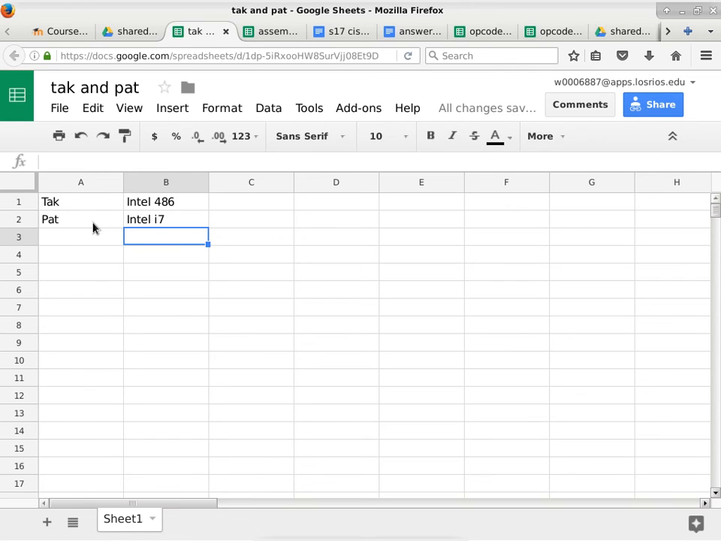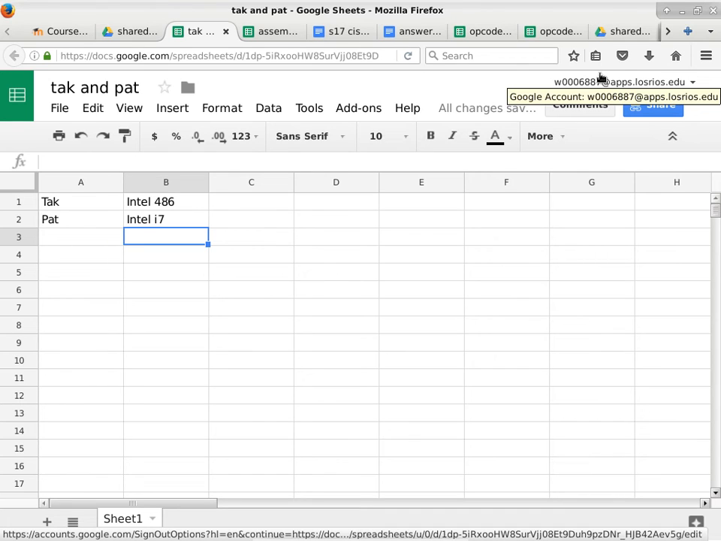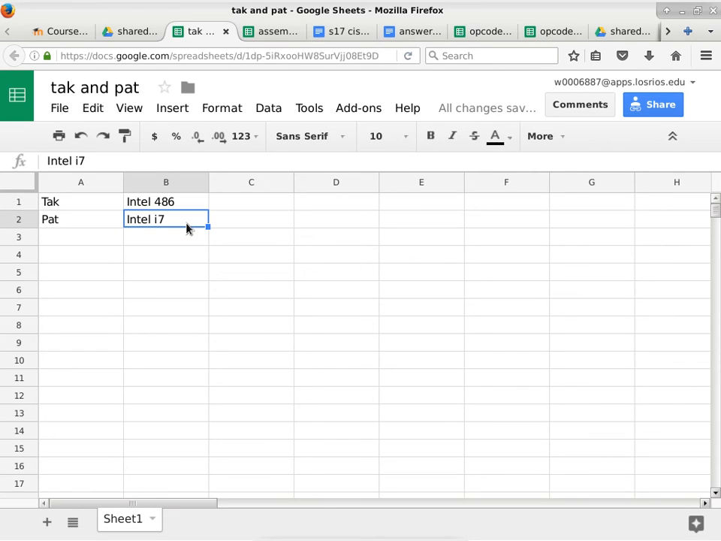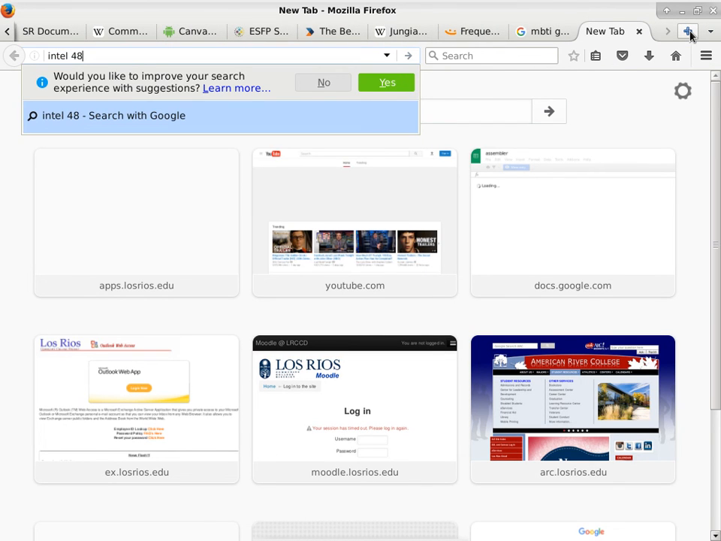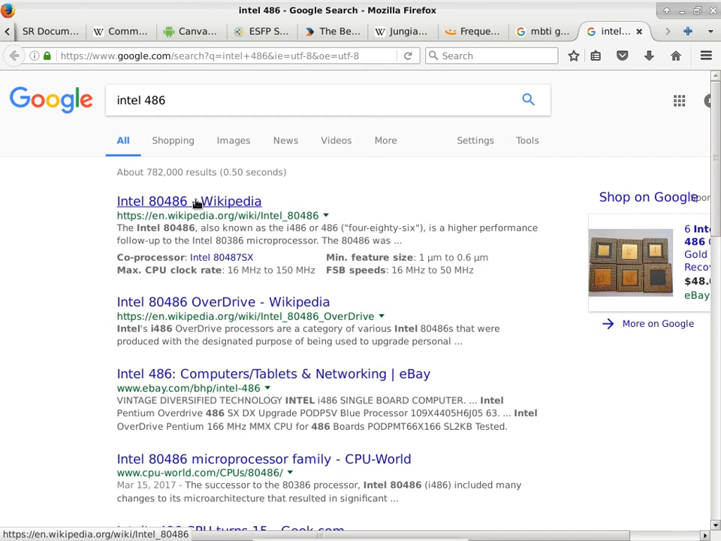Okay. So what we want to do is find a rough guesstimate of the performance difference between my computer and Pat's computer. How would you go about doing that without looking up benchmarks and stuff like that? I would use the time, okay? I would look at the time when the 486 computer first came out, and compare it to the current time, which is the latest version of the i7 processor. So you just look it up and say Intel 486 computer, and Wikipedia probably is the first one that pops up right there.